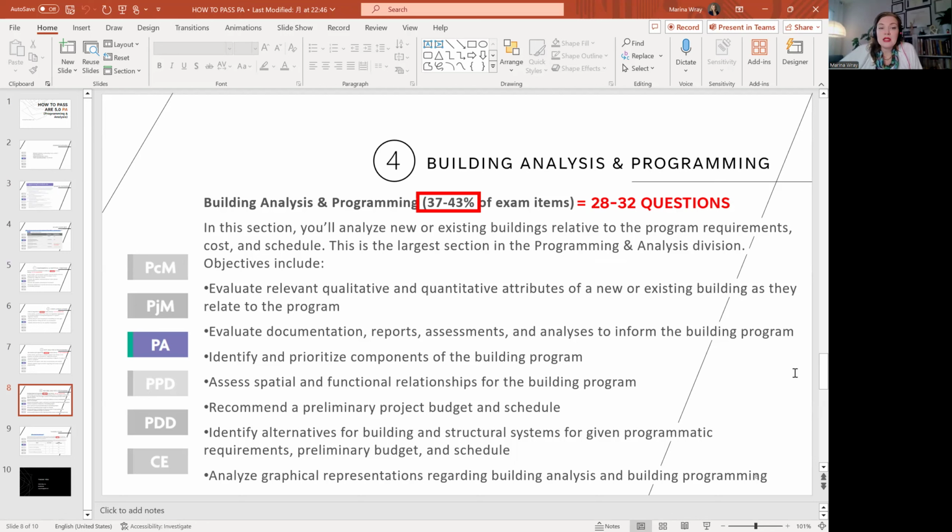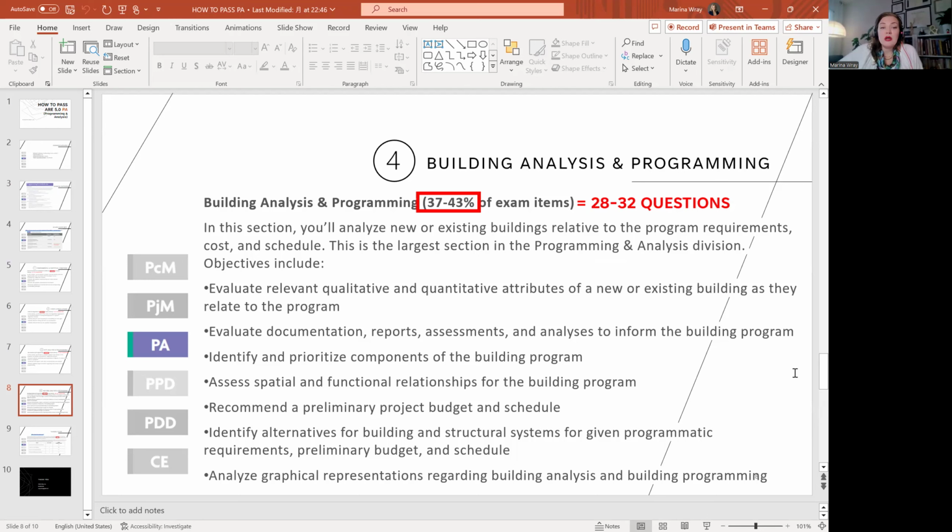So the next objective is documentation, reports, assessments, and analysis to inform the building program. Again, here you get your structural engineer, and you assess the existing structure and structural integrity of the house or whatever you have there. You need to make sure that it is structurally stable, that the roof is not going to collapse if you're doing something there. Make sure that you get that report.